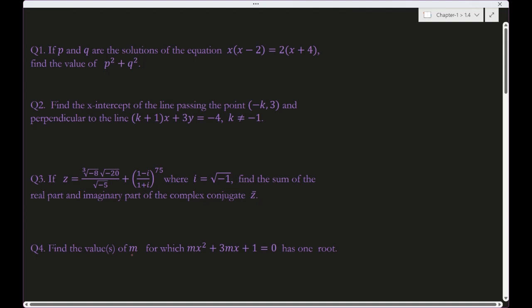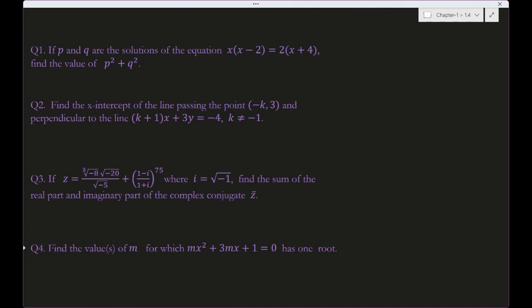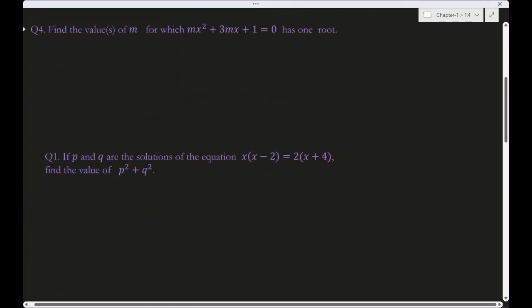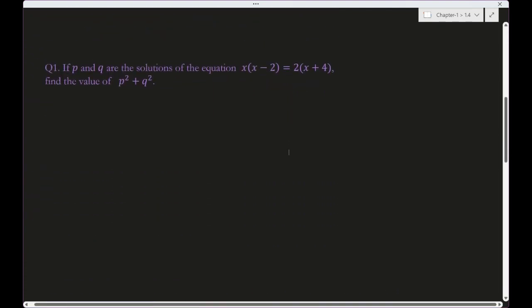And question number 4 is find the values of m for which this quadratic equation has one root. So let's get started with question number 1.